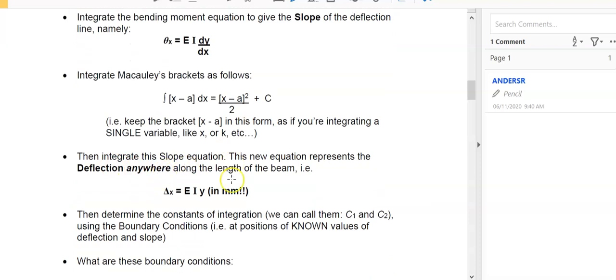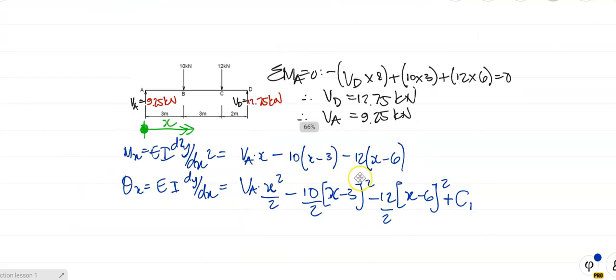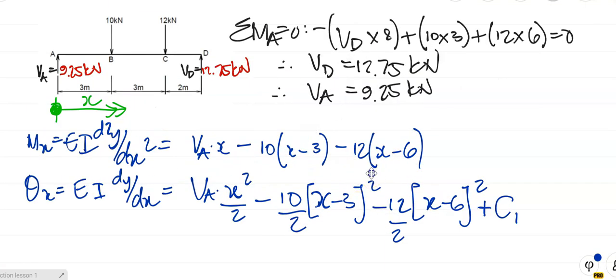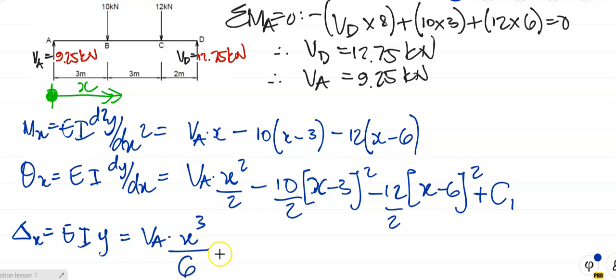Then integrate the slope equation, which we're going to do now. So that's where we are now in the process. And now we integrate this another time. We need to integrate the slope equation, and that's going to give us the deflection equation. So the deflection at x is equal to EI, which remains the same, times y, because they are constants, and of course if we integrate dy dx, we simply get the variable y.